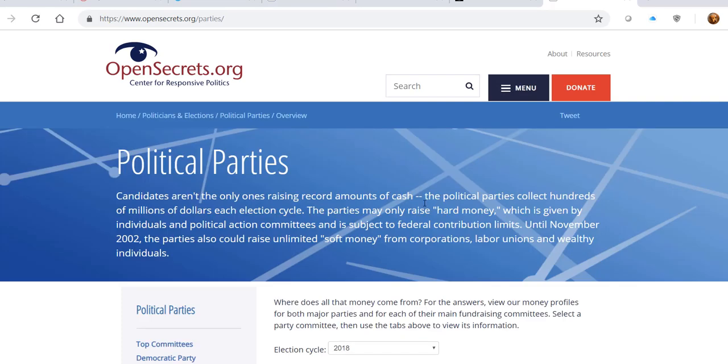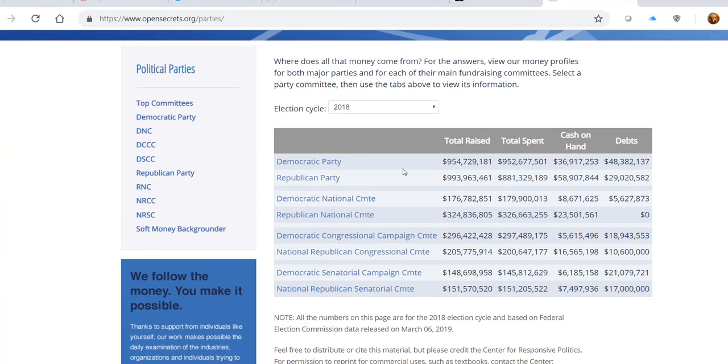This is a website called opensecrets.org. It's one of the best websites available on money in politics. And one of the things that you can see from this chart is just how much collectively the fundraising arms of the Democratic and Republican parties raised and spent in the 2018 election cycle, keeping in mind that there was no president on the ballot in 2018. So this is money that was raised and spent for the House of Representatives, for the Senate, for governors' races, for state legislative offices, etc.